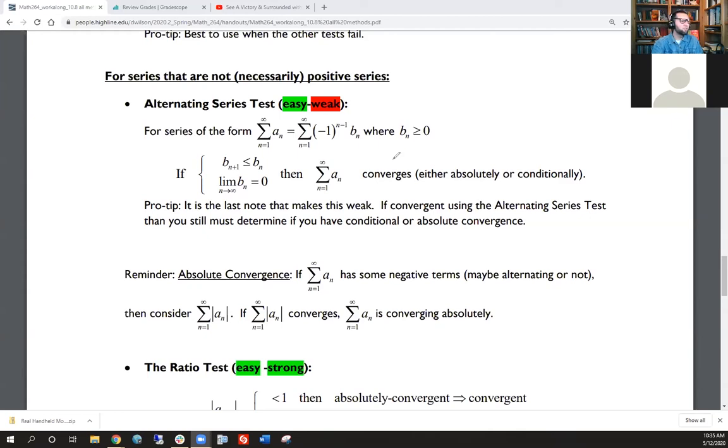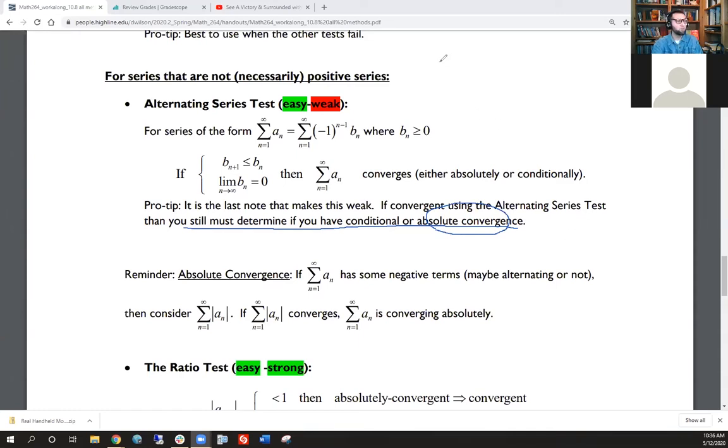Yeah, you have some things to verify, but the thing that I'm pushing for, somebody just said it, is you still must determine if you have conditional or absolute convergence. So you can do the alternating series test, it can be successful, and you're still not done. That's why I would tend to say it's weak: you do it and you're still only a quarter of the way into your question, because you have to determine whether or not you have absolute convergence.